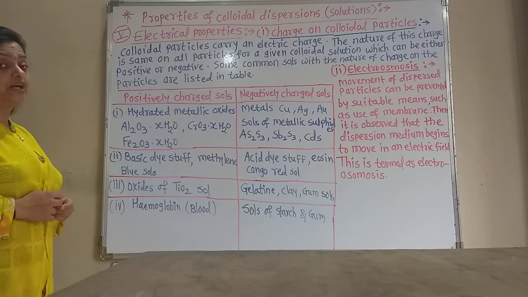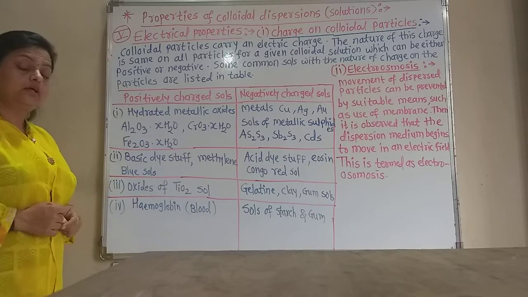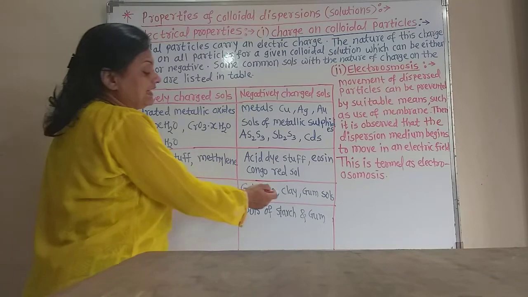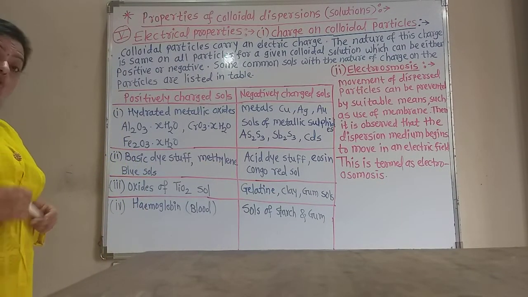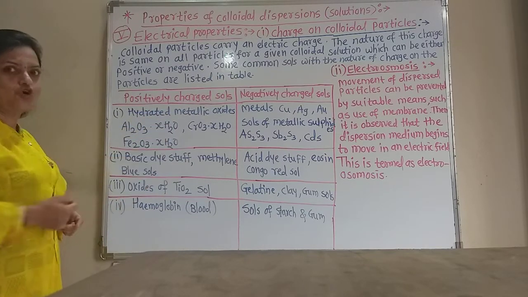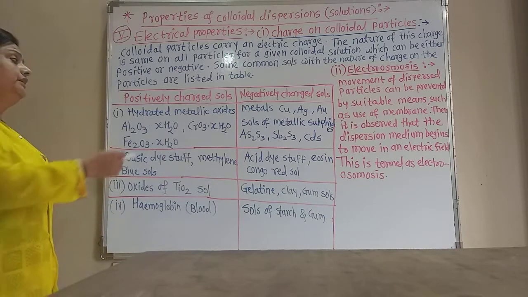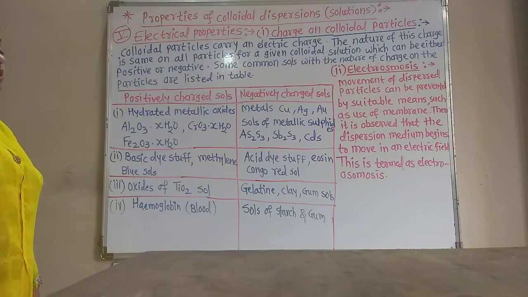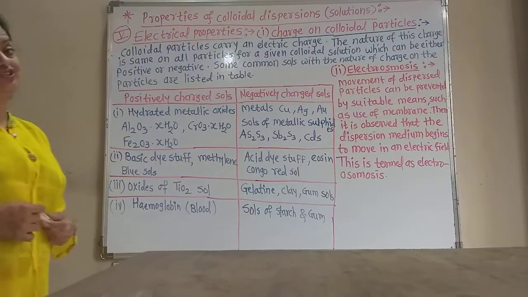The positively charged salts are again the oxides of titanium, that is titanium oxide salt is a positively charged salt, and gelatin, clay, gum salts are negatively charged salts. Now hemoglobin in the blood forms a positively charged salt. Hemoglobin is a protein and it carries the positive charge. The salts of starch and gums are negatively charged salts.